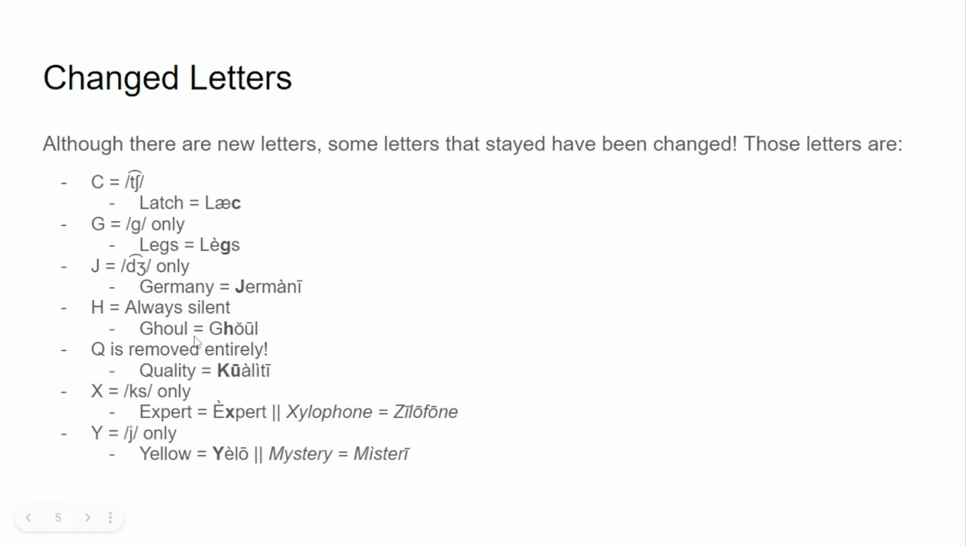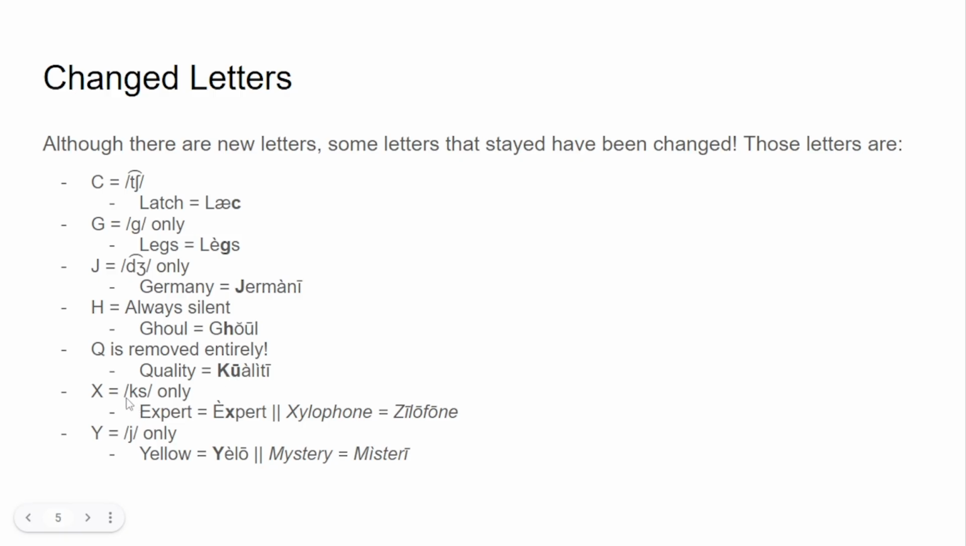H is always silent, so you can customize yourself with that. So like Google, the H stays the same, and here you have the accent marks with the brief O and the Macron U. And the letter Q is removed entirely and replaced with K and a U with the Macron, so quality. You can alternatively use K and win or W.